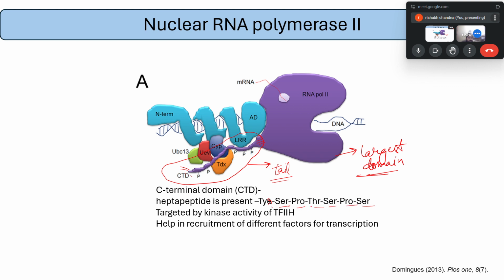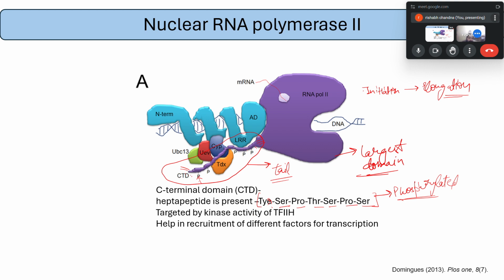So it's a serine-threonine rich sequence that is basically phosphorylated during the RNA polymerase reaction. Okay, so the position of phosphorylation shows what type of function needs to be done next. So for example, if the process of initiation needs to change to elongation, the phosphorylation pattern changes. So in that sense it changes with the process.